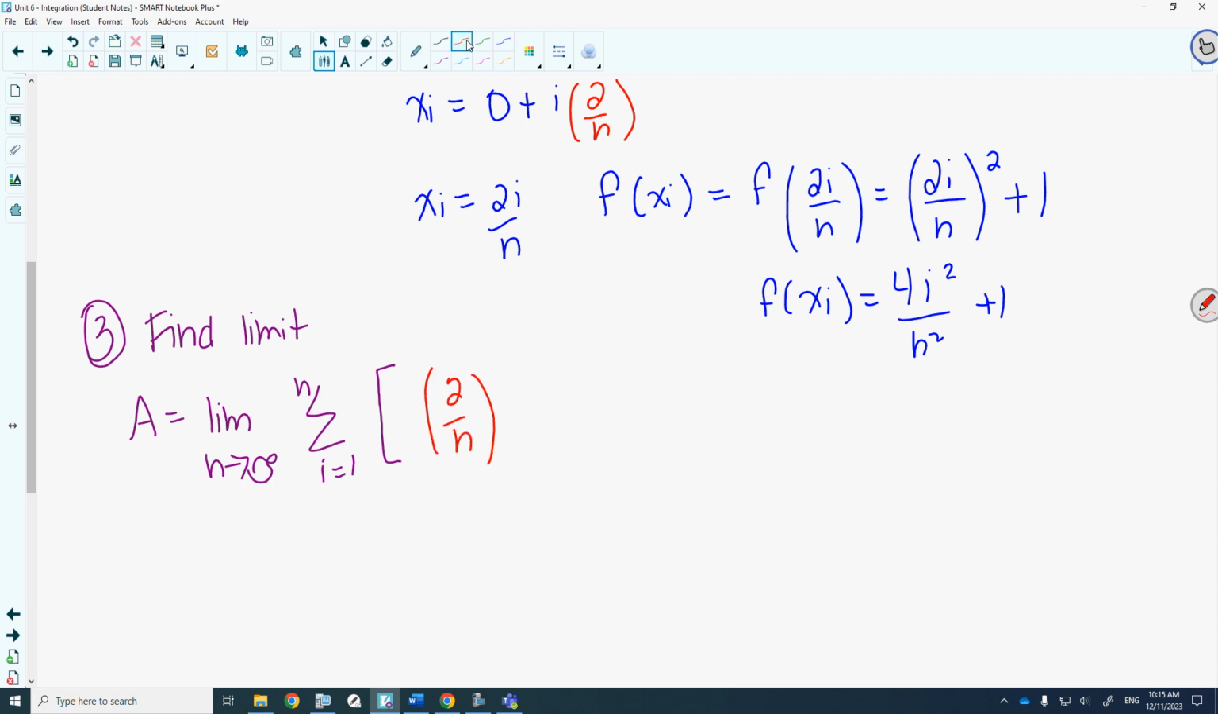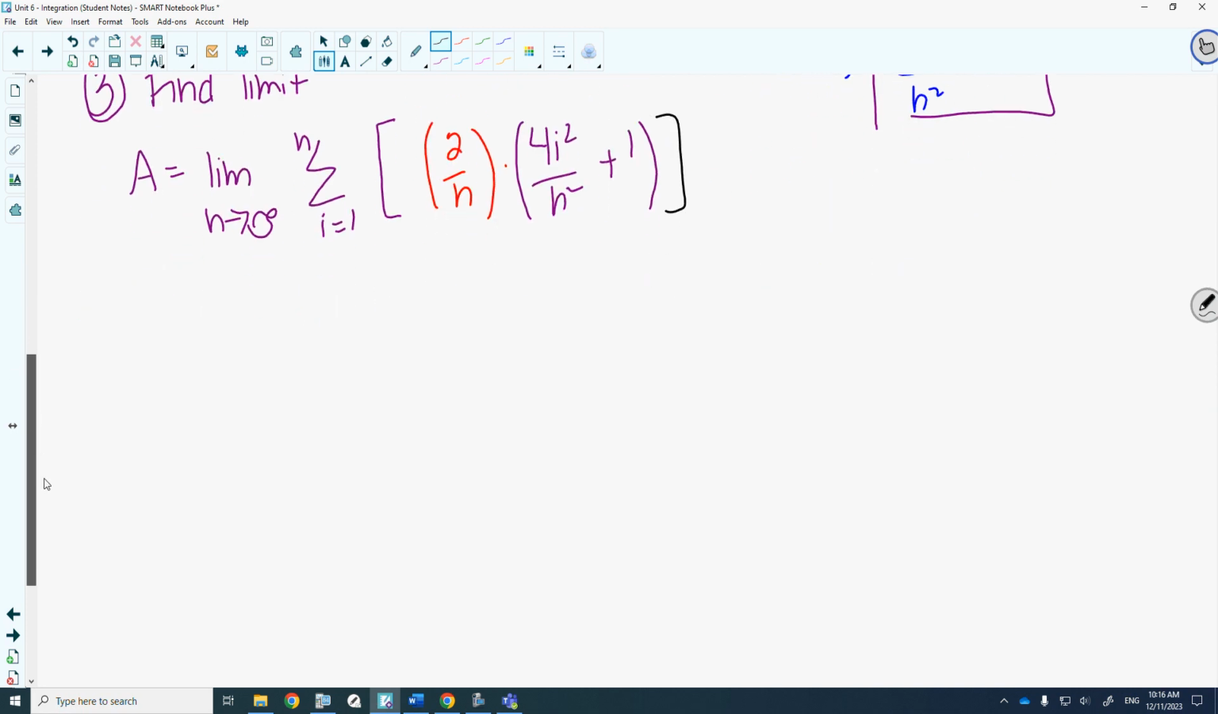So delta x times the height of the rectangle, and the height of the rectangle is f of x sub i. Okay, this will give me the area when I multiply width times height, one rectangle. And then we're going to sum up infinite rectangles in order to calculate the area from 0 to 2.